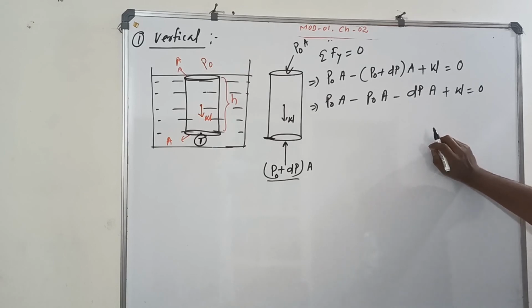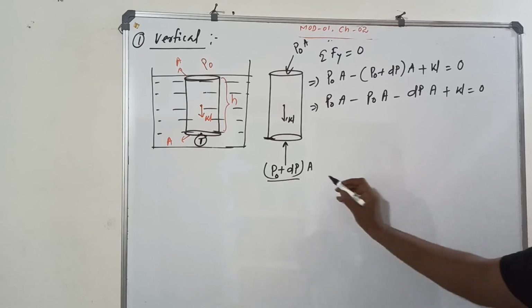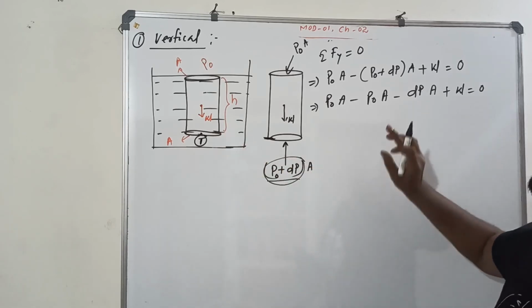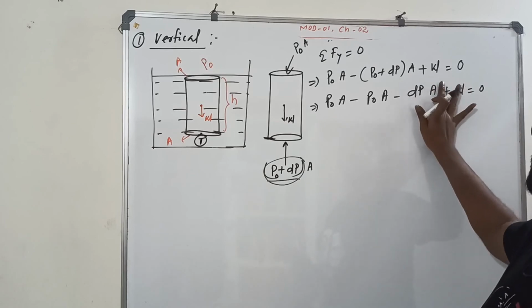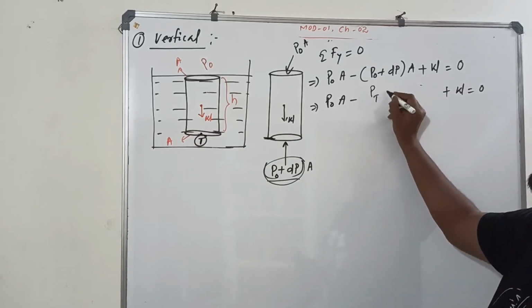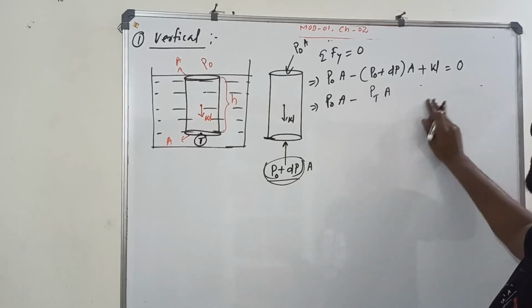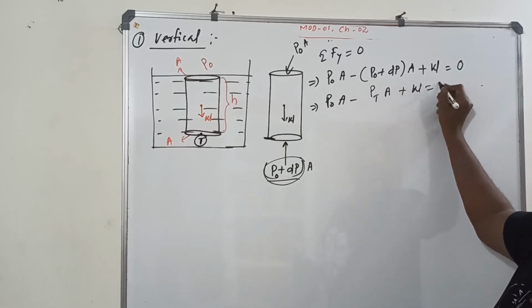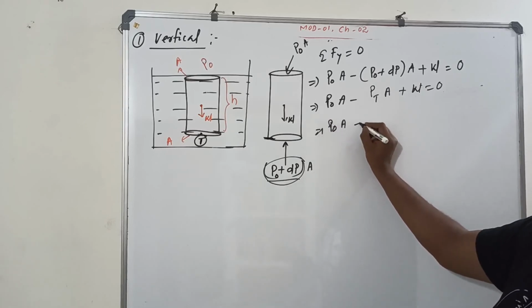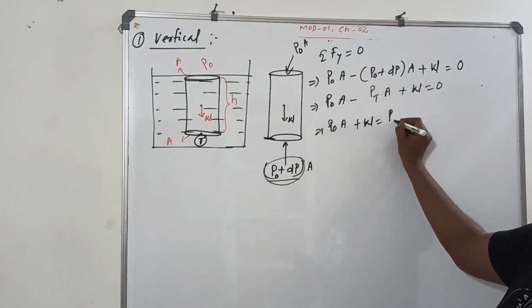Correct. Okay, let me do this. The total P naught plus dP, I am writing as my pressure at T. So I'll write like this: P naught times A minus Pt times A plus W is equal to 0. Very good. Now P naught A plus W is equal to Pt into A.